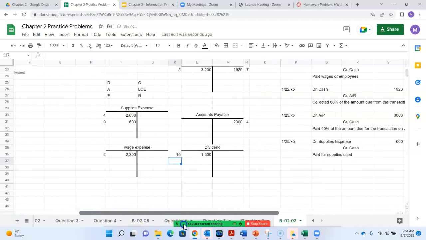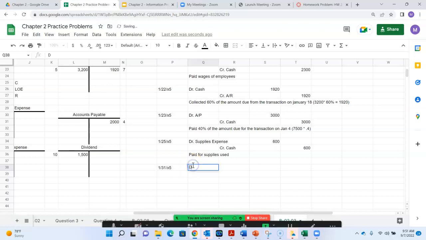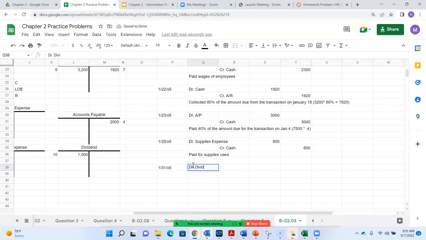So last journal entry, we're almost there. This occurred on January 31st. We are going to debit dividends, we are going to credit cash. This is $1,500. And our description is paid dividend to Mo Lambert.